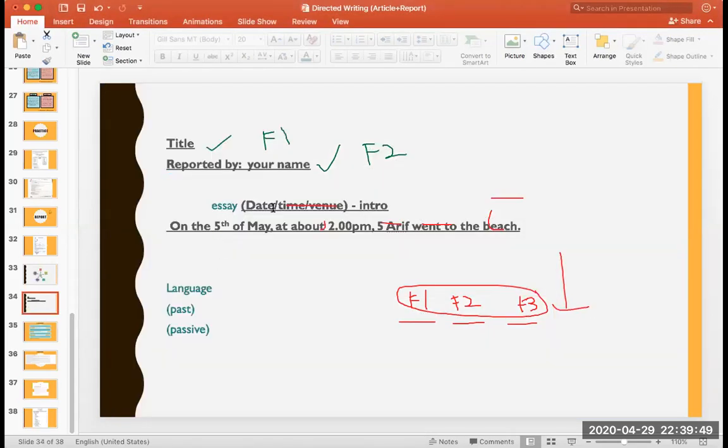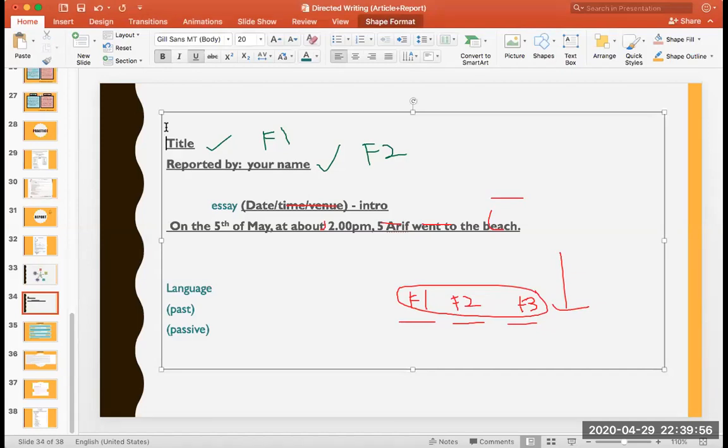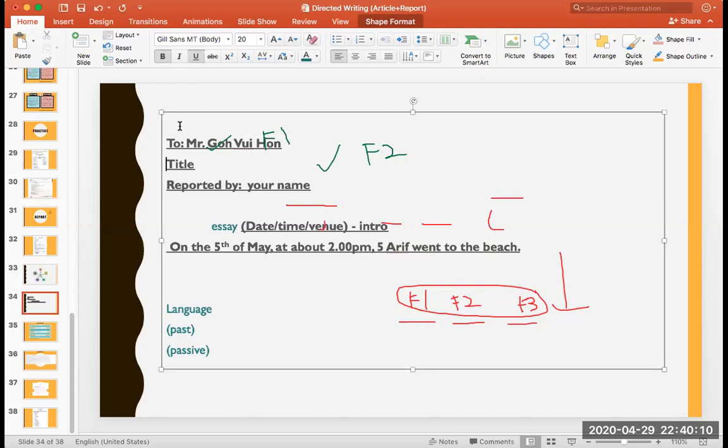So when you see a question like this, you know you need to go back to 1, 2. This one lagi for principal kan? So you need to add before that to Mr. Wei Hon. Okay. So you have your 1, 2, and then your number 3. Okay. Do you understand?